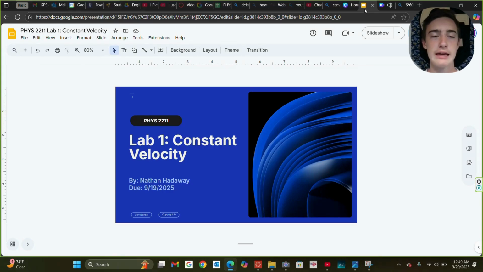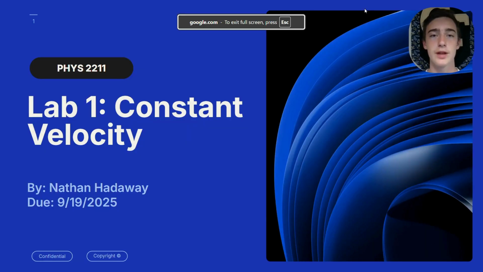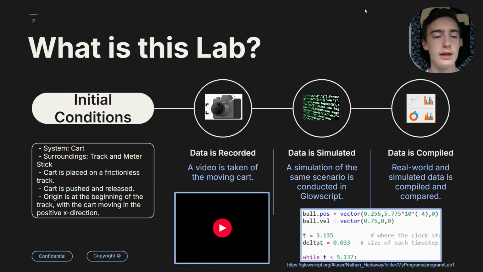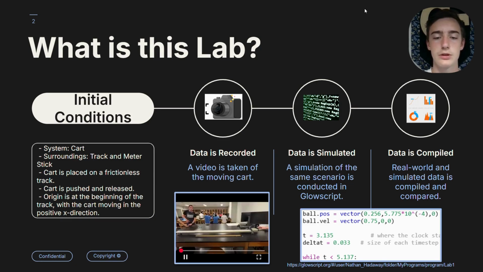My name is Nathan Hadaway, and this is my Physics 1 lab report for Lab 1, constant velocity. What is this lab, you may ask? Well, we took a cart and we momentarily pushed it along a frictionless track and tracked its movement as it moved along the frictionless track without any outside forces being applied on it, or at least with a net force of 0 applied on it. As you can see at the bottom middle of my screen, this is the video that we took.